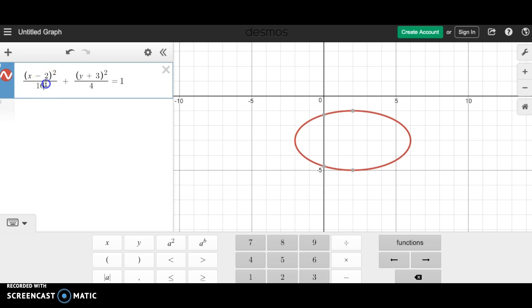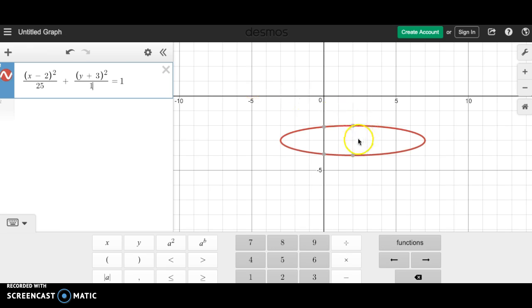So if I want to make the major axis longer, I can make it 25, and we are indeed 5 units from the very center. And let's say I want to make, sorry, I said minor axis, I meant major. And now we're talking about the minor axis. Let's say I want to make it really thin from h, k, we're just 1 unit away.